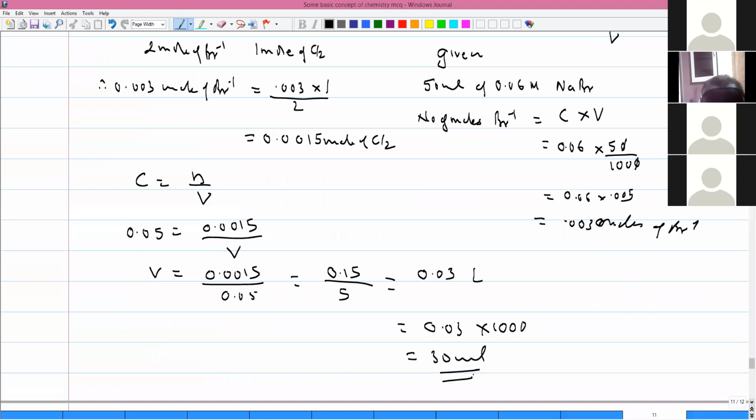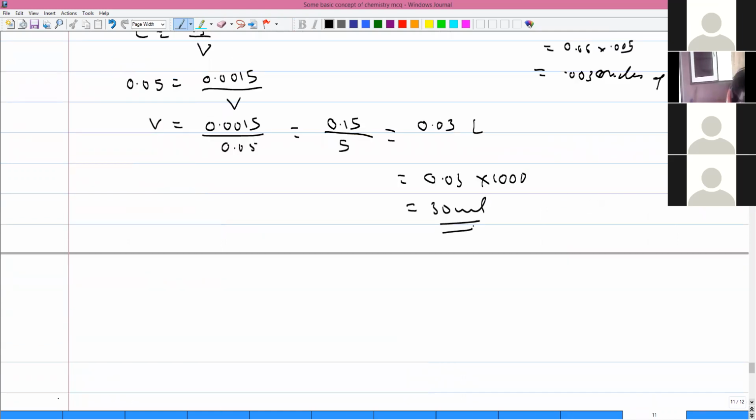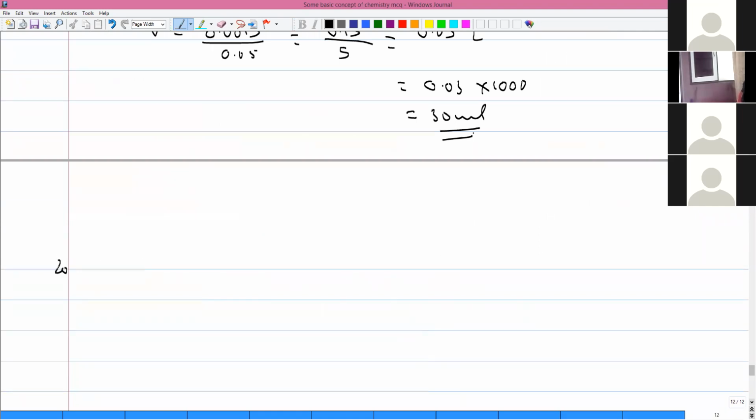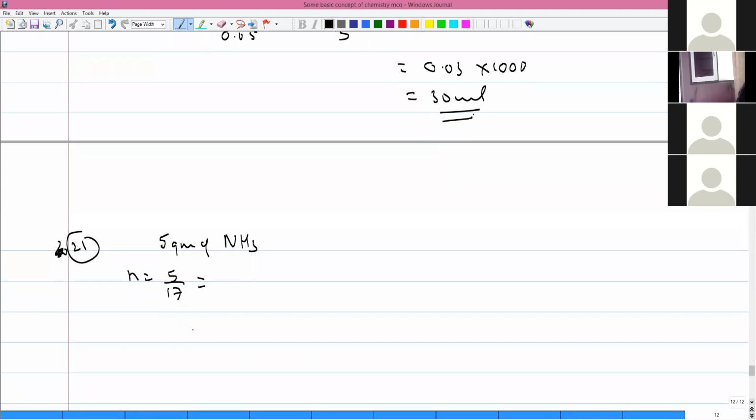Okay. Now the next one. Largest number of atoms present in. In which will there be the most atoms? Question number 21: 5 gram of ammonia. So number of moles of ammonia is 5 upon 17. Number of moles of ammonia is equal to 5 upon 17.